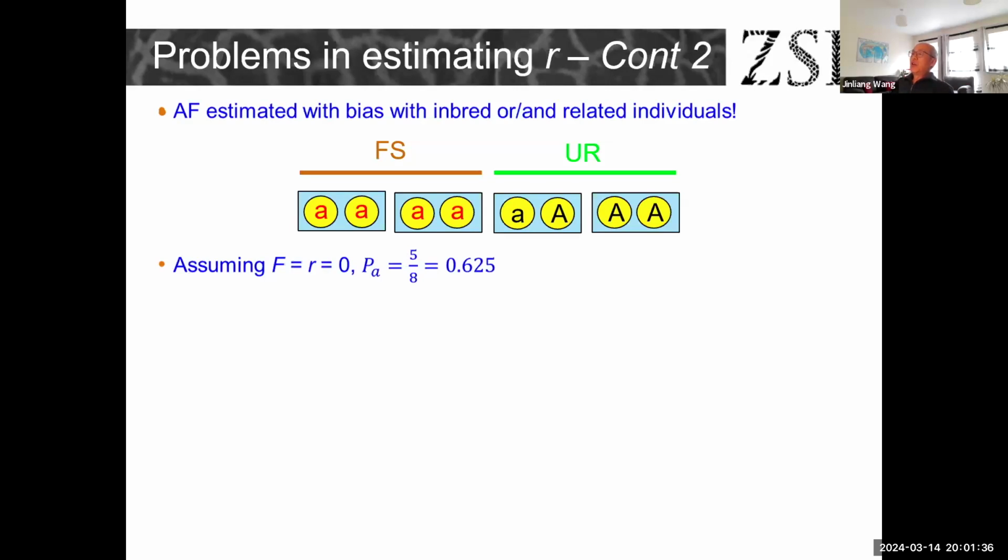But we know some of the small a alleles in the first 2 individuals are identical by descent. If we use this allele frequency estimate, that would be an overestimate of the small a allele frequency, because some of them are identical by descent. This overestimation would lead to an underestimate of relatedness between full sibs, that is the first 2 individuals, and an overestimate of relatedness between unrelated individuals.